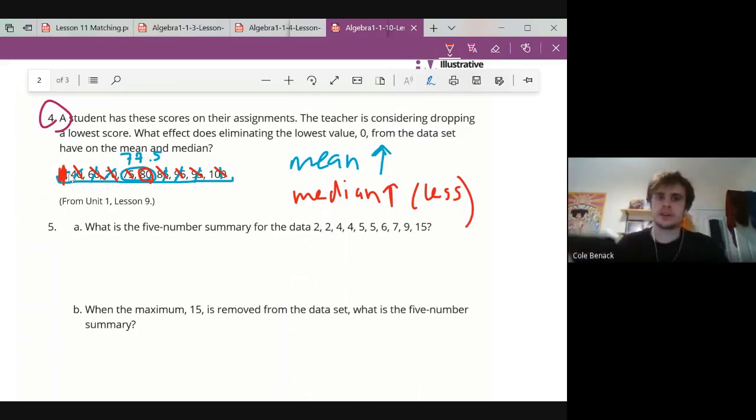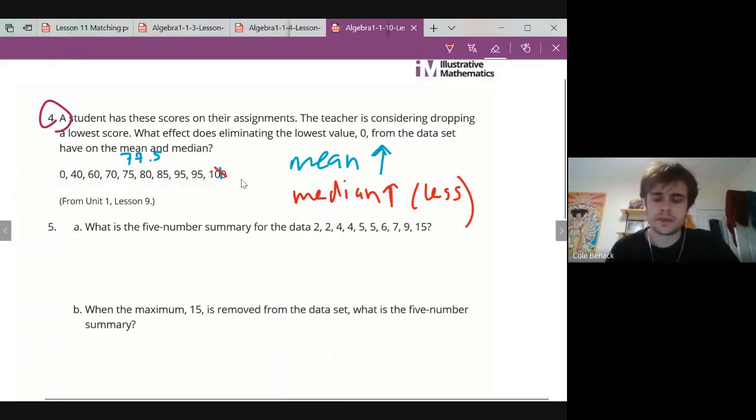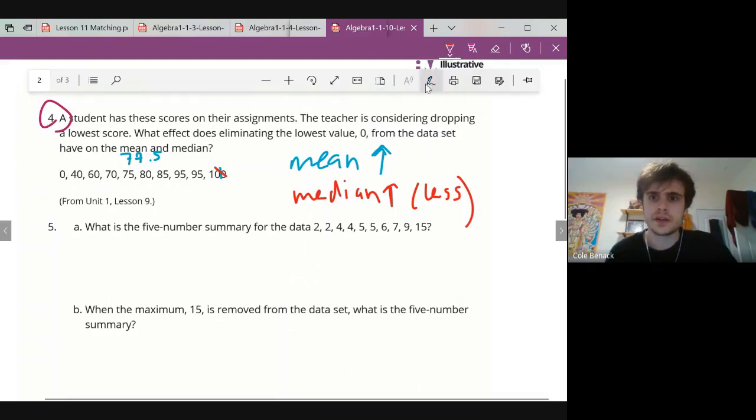Actually, I'll just calculate these real quick, just to show you what we're talking about here. I'm going to my calculator, going to stat, putting into list 1: 0, 40, 60, 70, 75, 80, 85, 95, 95, and 100. If I go to stat, calc, I'm getting a mean of 70. That's from the whole data set, including the 0.